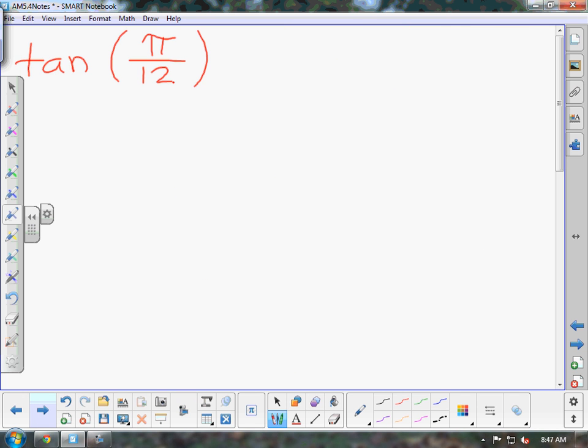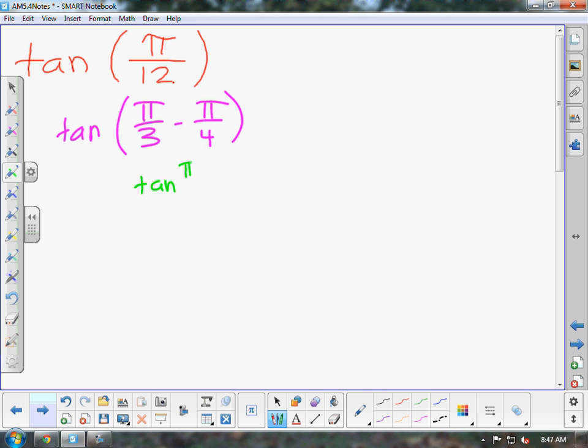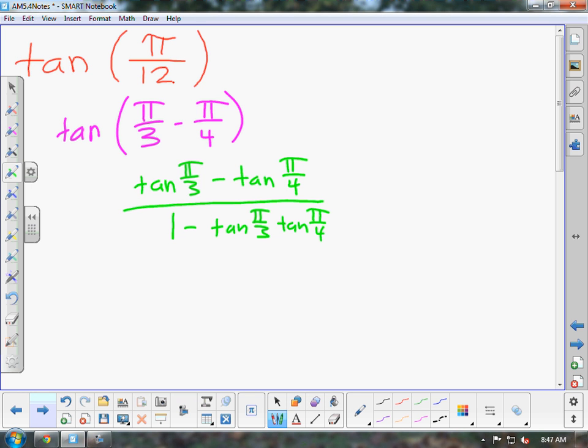Now then, this next example, it's tangent of pi over 12. Well, pi over 12 would be the same as pi over 3 minus pi over 4. And it would be the same thing, and then you would have to go through all of that. Let's see. So you would have tangent pi over 3 minus tangent pi over 4. And then it would be 1 minus tangent pi over 3 tangent pi over 4.